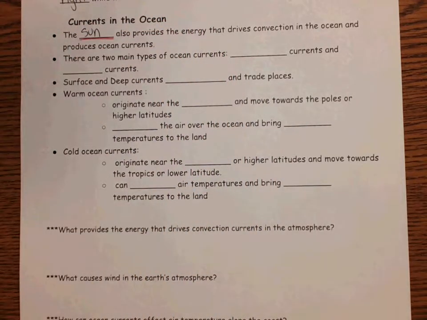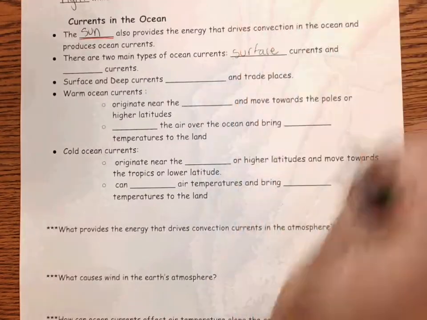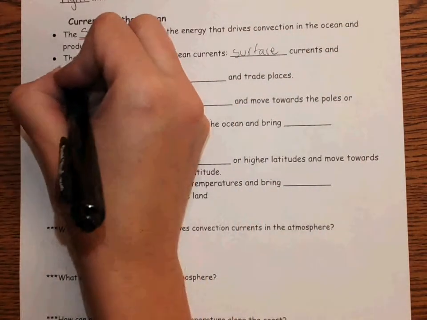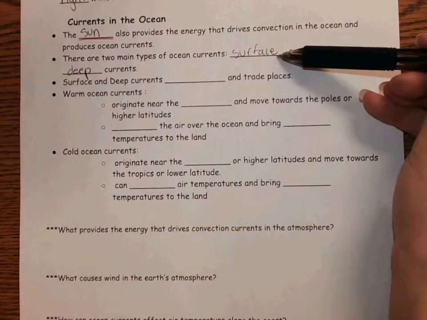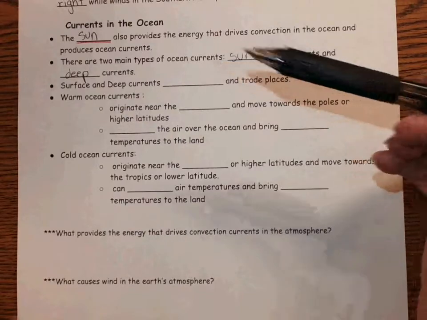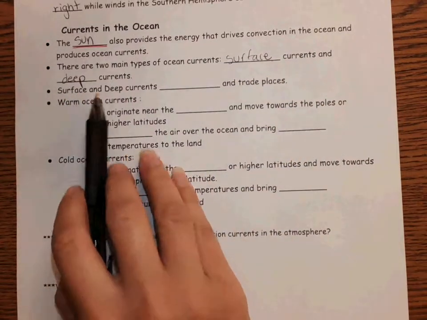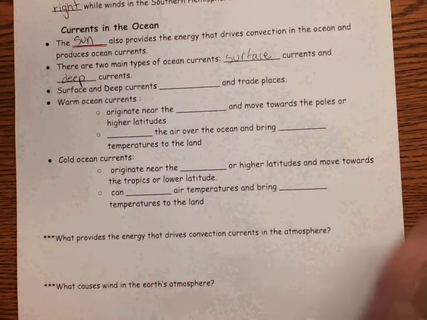There are two main types of ocean currents: surface currents and deep currents. Obviously, surface currents are on the surface of the water, and deep currents are farther into the water. Surface and deep currents interact and trade places.